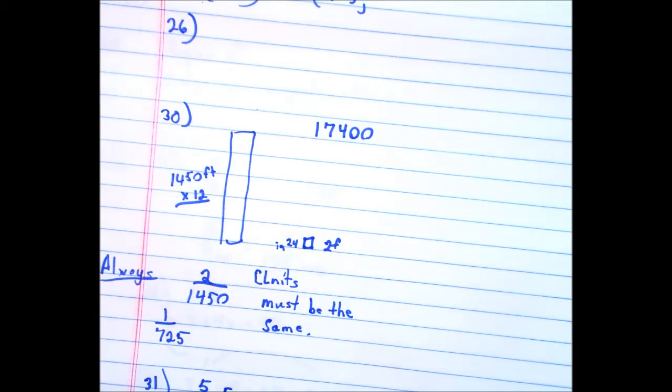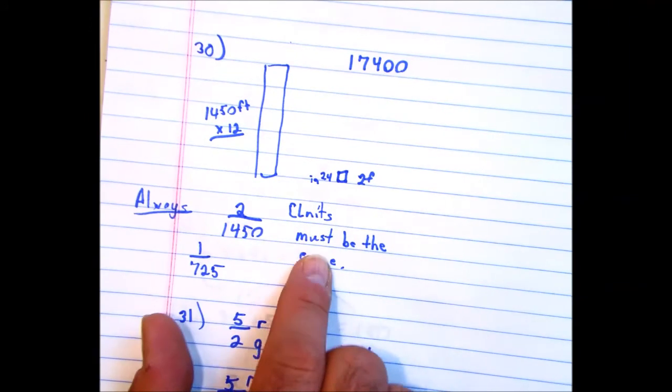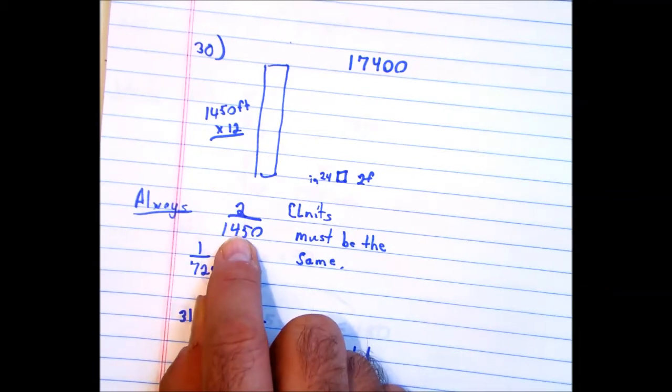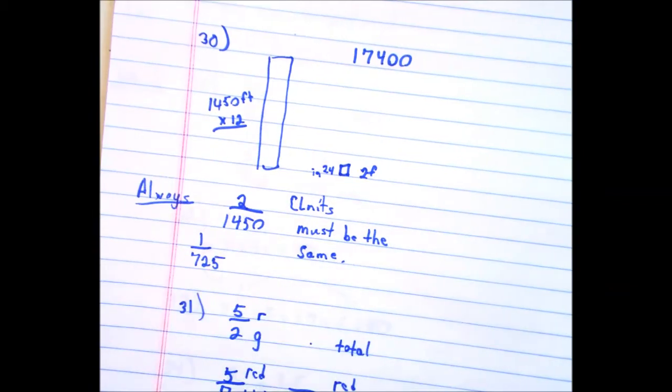29 just asks you if it's a scale factor. Hopefully you know that a scale factor has got to be in the same units. So I changed the model of the tower from inches to feet, which makes 2 feet. That's how I got 2 feet. You always got to change the units, must be the same. And then it says from the model to the actual height. So you do the model first, then the actual height. You got a nice calculator, put it in there, you'll get 1/725.